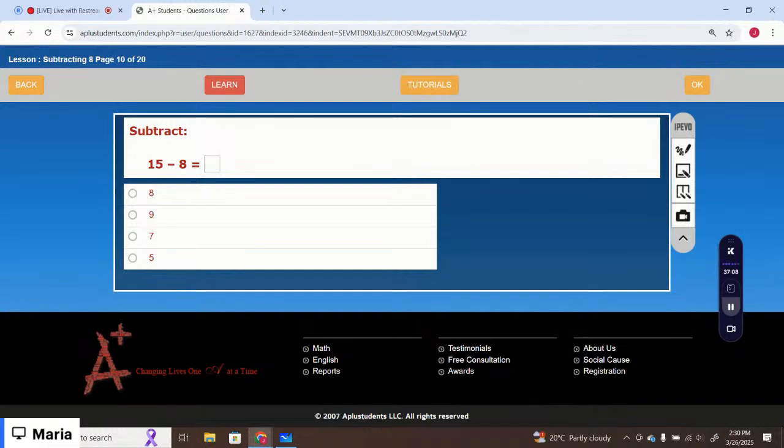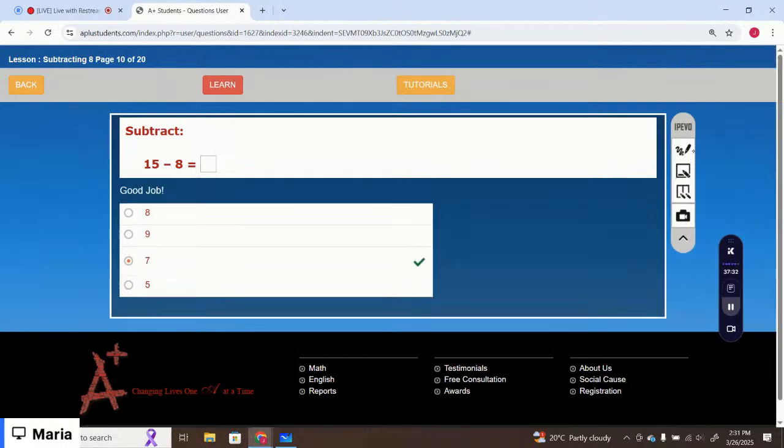15 take away 8 is 7. Option number 3 is the correct option.